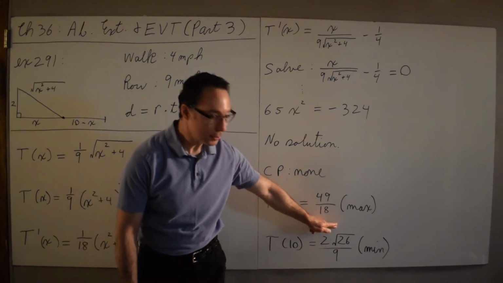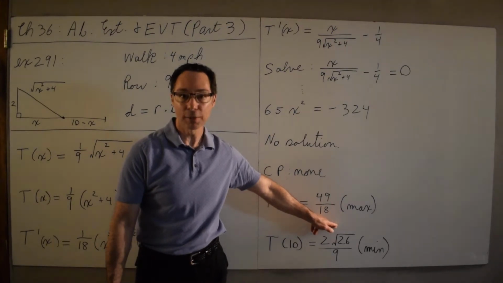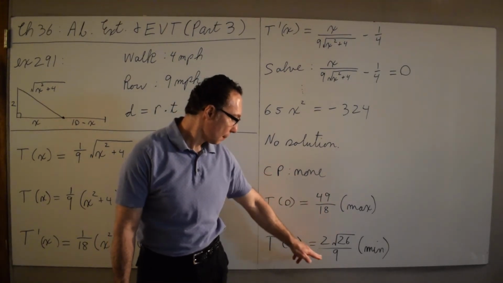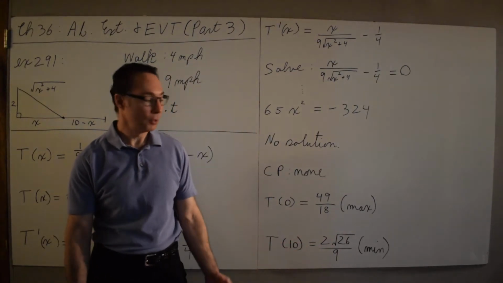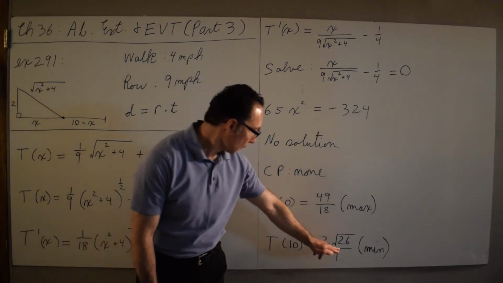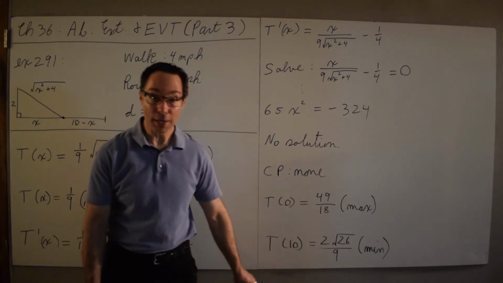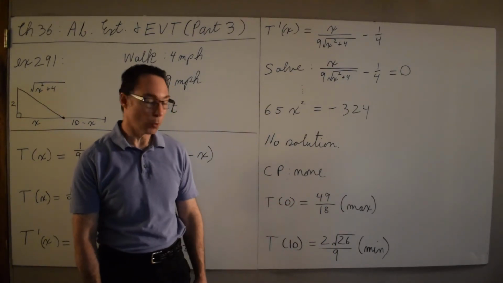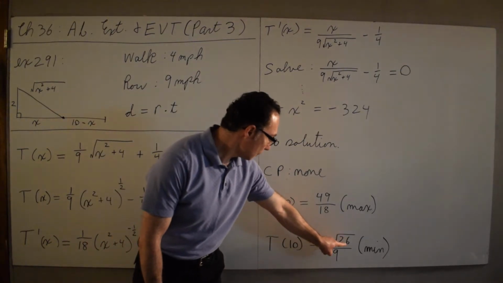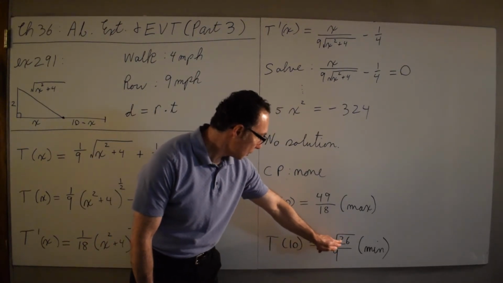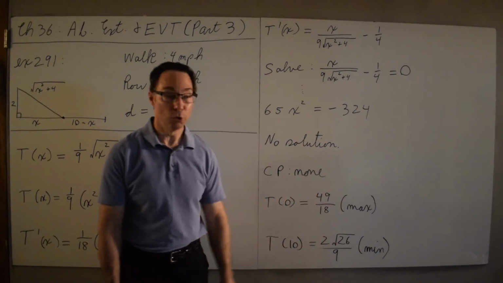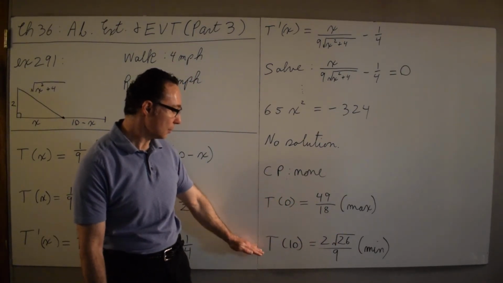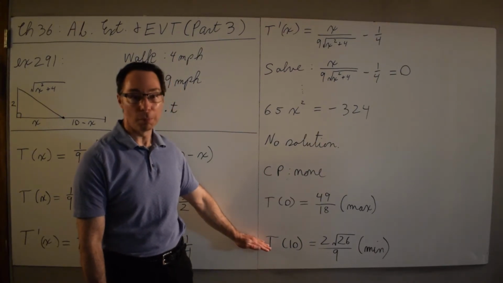Square root of 26 is a little bit greater than 5 because 26 is a little bit greater than 25. So we have something a little bit greater than 10 divided by 9, which is greater than 1. The square root of 26 is less than 9 because 9 is the square root of 81. So this divided by 9 is less than 1, so this whole thing is less than 2. This is greater than 2, this is less than 2, this is our minimum.